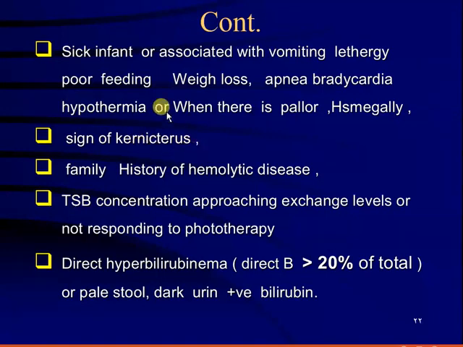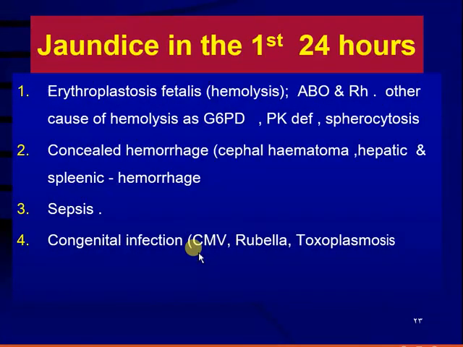Signs of kernicterus indicate pathological jaundice. Family history of hemolytic disease should be investigated for pathological jaundice. TSB concentration approaching exchange level or not responding to phototherapy, or jaundice increasing despite phototherapy. Direct hyperbilirubinemia, when the direct bilirubin is more than 20% of total or associated with pale stool, dark urine, and positive bilirubin in urine. All these points may indicate pathological jaundice.